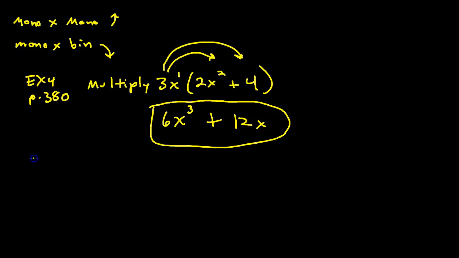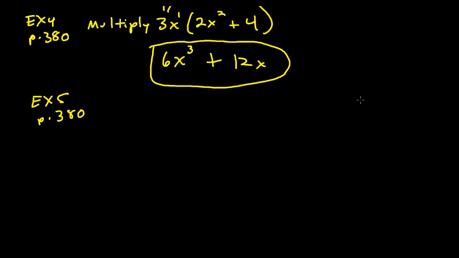All right, example 5 plays the same game. Also on page 380. But here you're multiplying a monomial times a trinomial. But the idea is the same. Let me write down the problem. Minus 3n times 4n squared minus 2n minus 1.